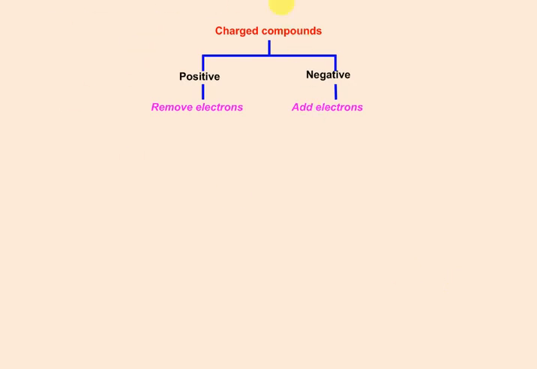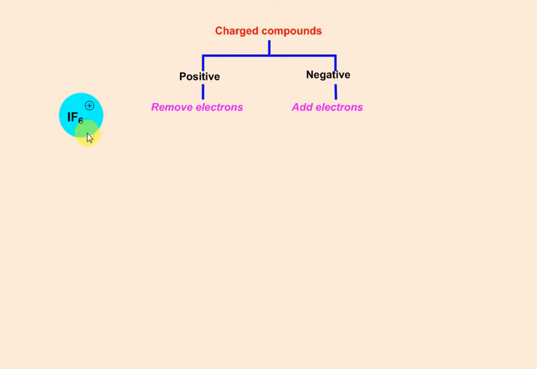Friends, let us have some discussion on charged compounds. Whenever a charged compound is there, you have to add and remove electrons. Whenever there is a positively charged compound, you have to remove the electron, and whenever there is a negatively charged compound, you have to add the electron. Positive, remove the electron; negative, add the electron.